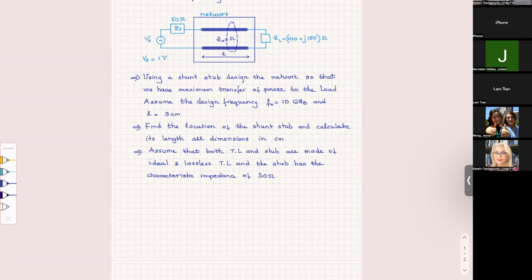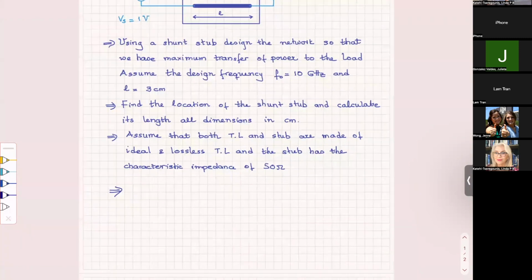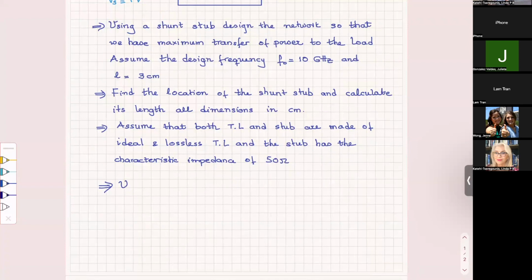However, I'm giving you an additional condition here that says use the shortest possible length for the stub.